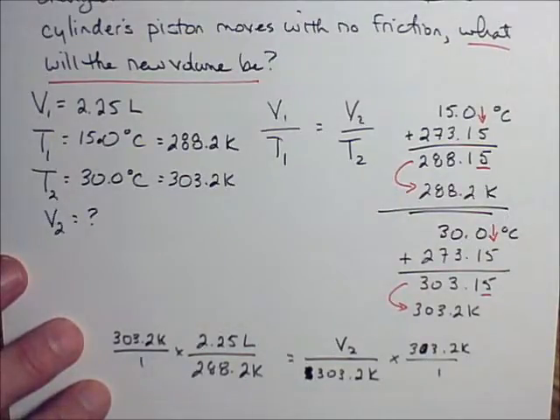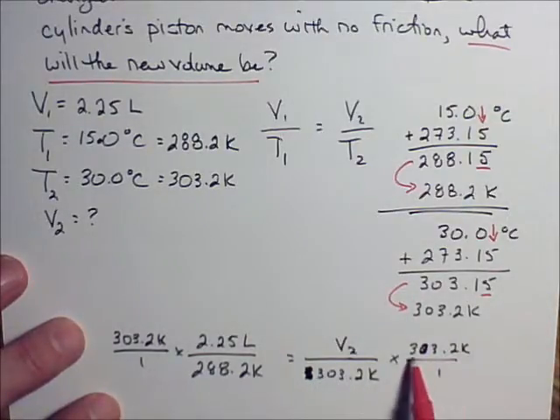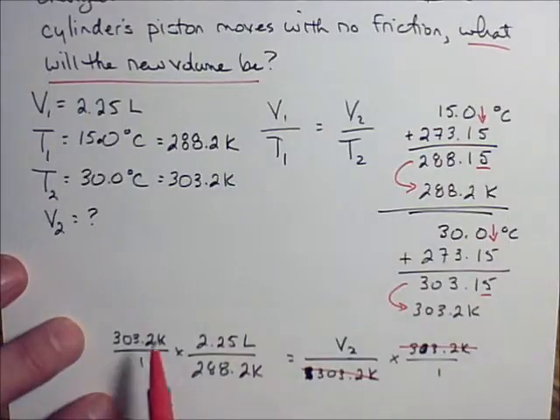And then what I said was the next thing you can do is to cancel. Well, notice I've got 303.2 K on the bottom and 303.2 K. That whole thing goes away, and I've got V2 all by itself. That was what I was trying to do, get V2 by itself. But over on this side, I can also cancel units of K here and here because they've got them on top and bottom.